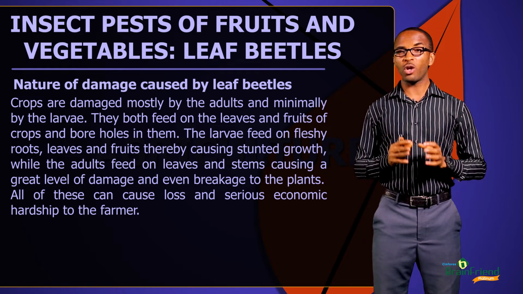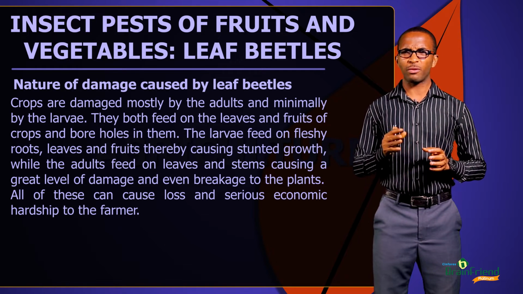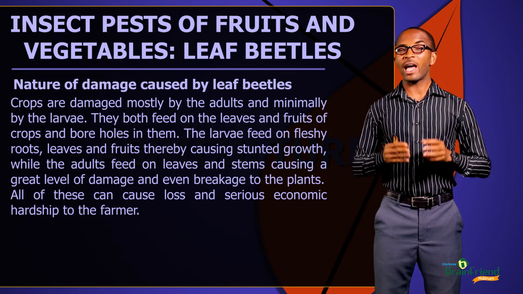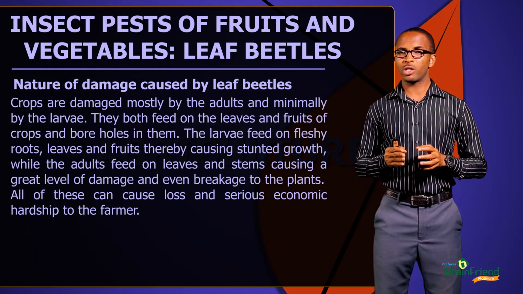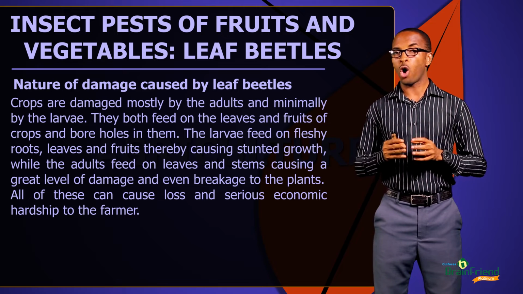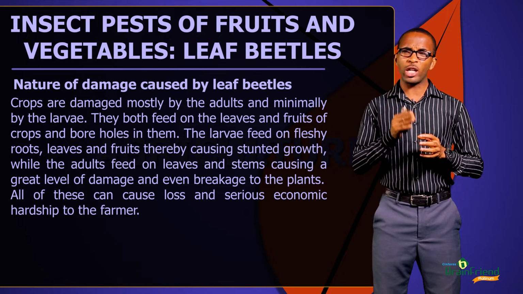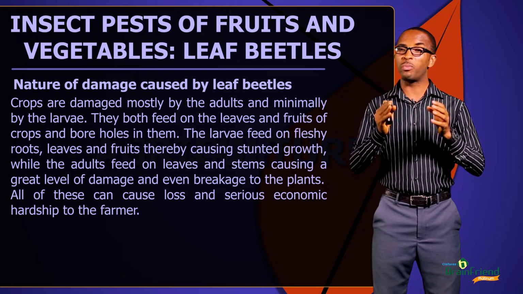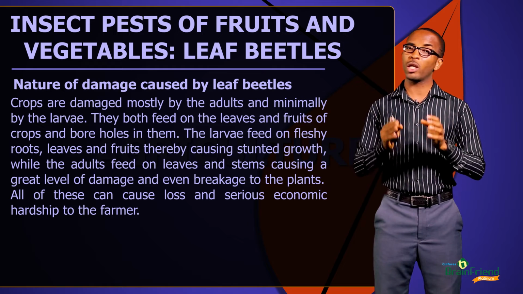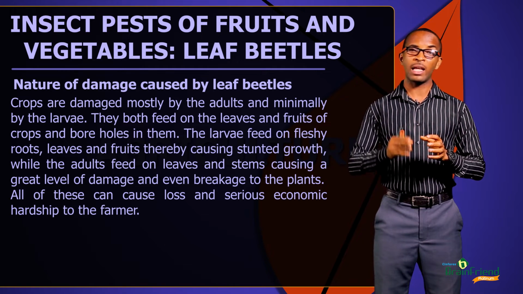True, the larvae feed on fleshy roots, leaves, and fruits of vegetable crops, causing stunted growth, while the adults cause more damage to fruit and vegetable crops because they feed aggressively on the leaves. They also bore into the stems of these plants, causing breakage. All of these can cause serious economic loss to both the farmer and any agribusiness owner. Now, how can these insects be controlled? That brings us to the control methods.